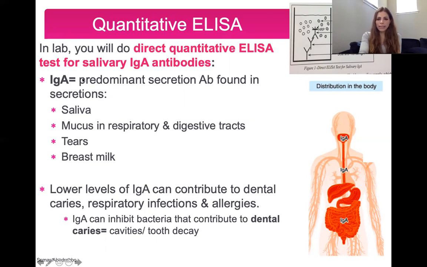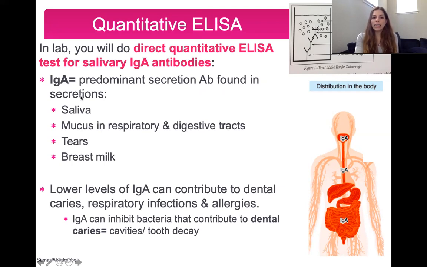So IgA is an antibody. There's different types of antibodies. We're going to learn about them in class, like IgG, IgM. Anyway, IgA is an antibody that's found in various secretions of the body. So it's found in saliva, it's found along your respiratory tract and digestive tract. So like the nasal membranes, you see mucus, and in that mucus you have IgA. It's found in tears and it's found in breast milk.